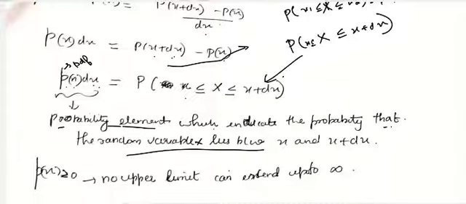P of x into dx is known as probability element because it is being multiplied by dx, say dx is a small value. So, P of x into dx is the probability that our random variable lies in between x and x plus dx. Okay.